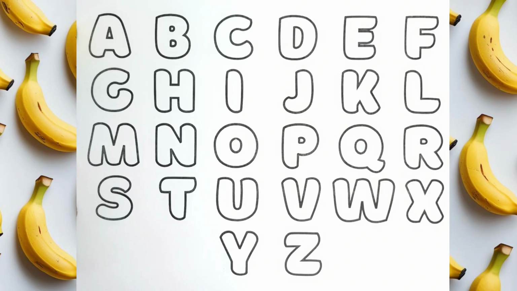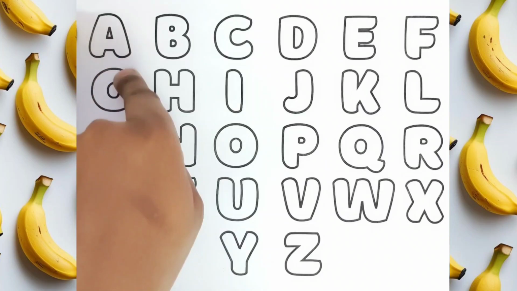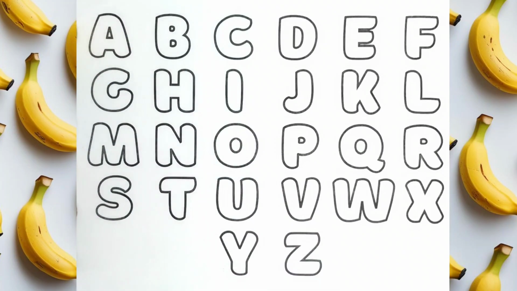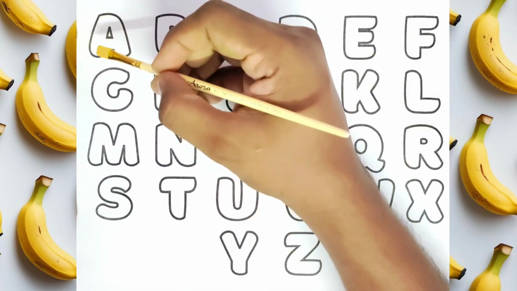Today we are going to learn alphabets. We will be coloring from A to Z. Let's get started. This is A.